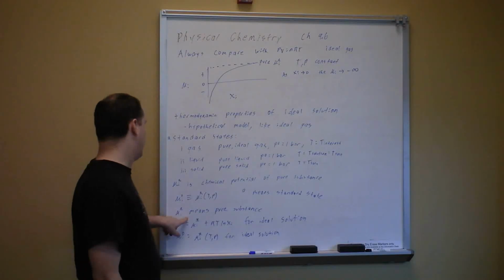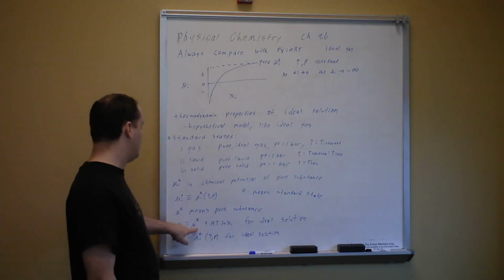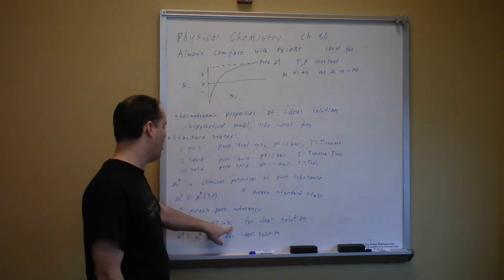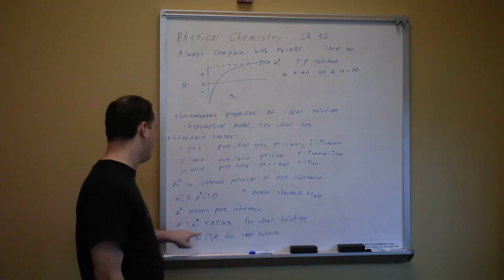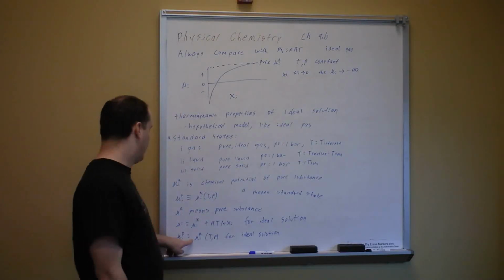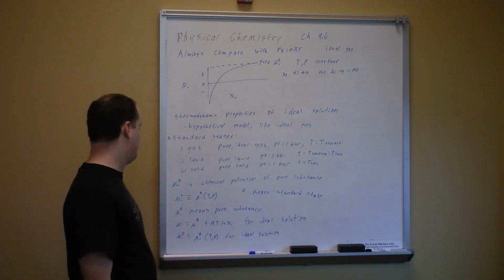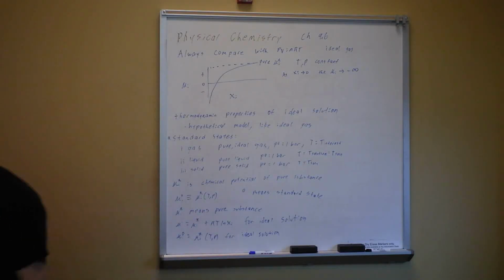Mu i star means, of course, pure substance. I think we already said that 5 times. Mu i is equal to mu i star plus RT natural log of mole fraction of i. We showed that's true for an ideal solution only. And likewise, mu i naught is going to be equal to mu i star at T, P for an ideal solution. That's it.